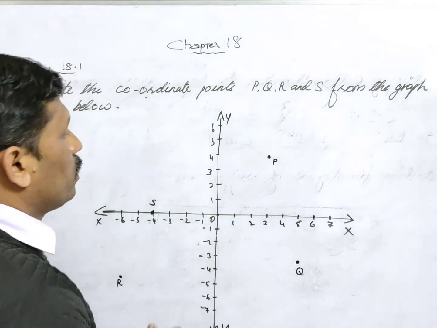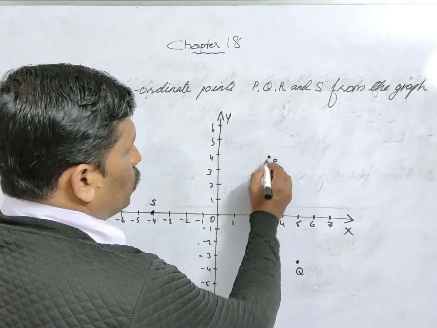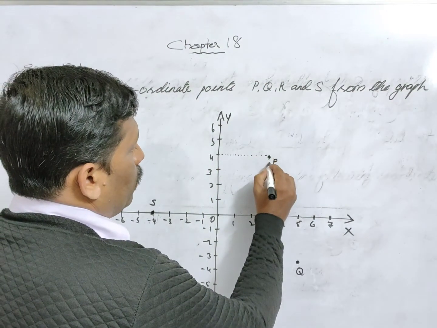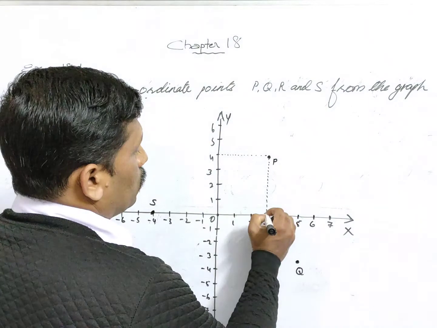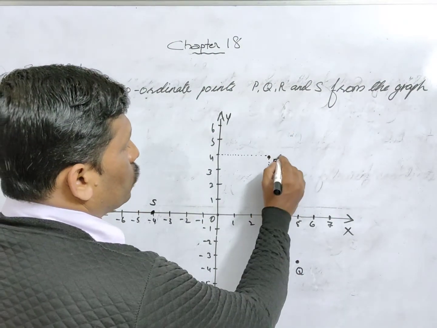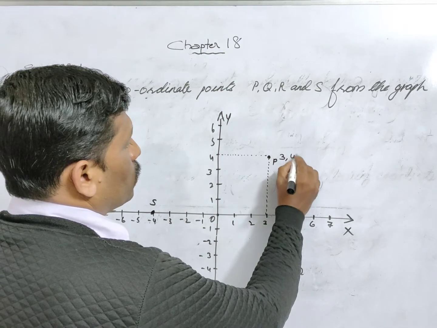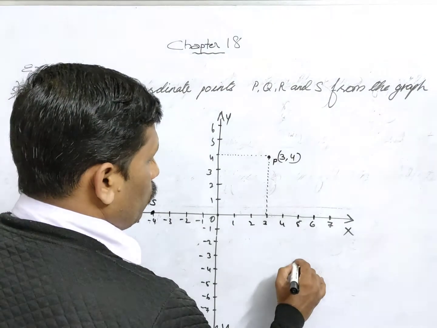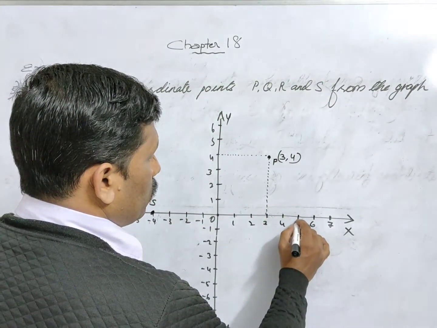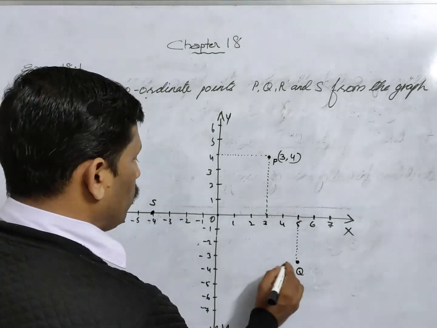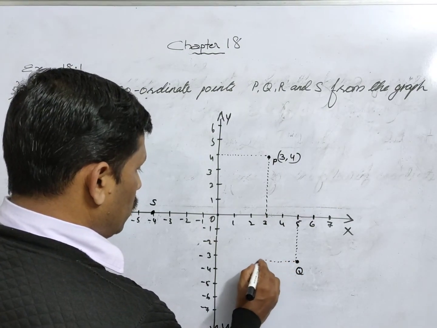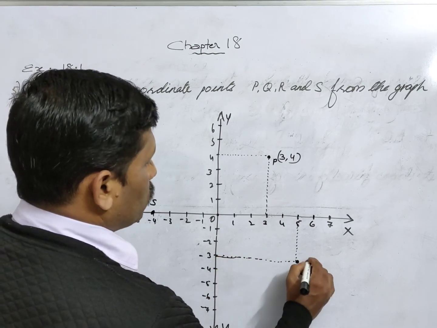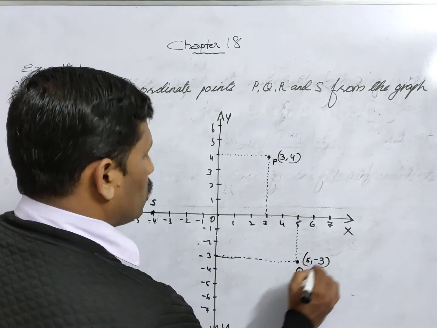How to do that? Here you see that first of all we take P, and P is here. We draw a horizontal line from here to P and from P to 3. So we reach x coordinate is 3 and y coordinate is 4. So the coordinate of P is 3 and 4. And next Q. From Q we draw a line to the x axis, so it reaches 5, and from here we draw a dotted line to here, then it reaches 3. That means 5 and negative 3. That's the coordinate of Q.